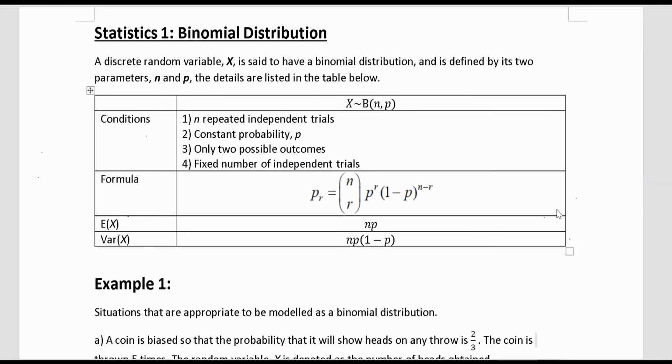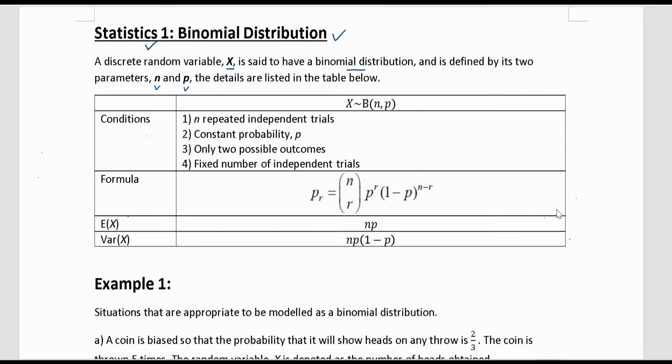Hi, today's lesson we will look at binomial distributions. This is from AS Statistics 1. A discrete random variable X is said to have a binomial distribution and is defined by its two parameters n and p. The details are listed in the table below.